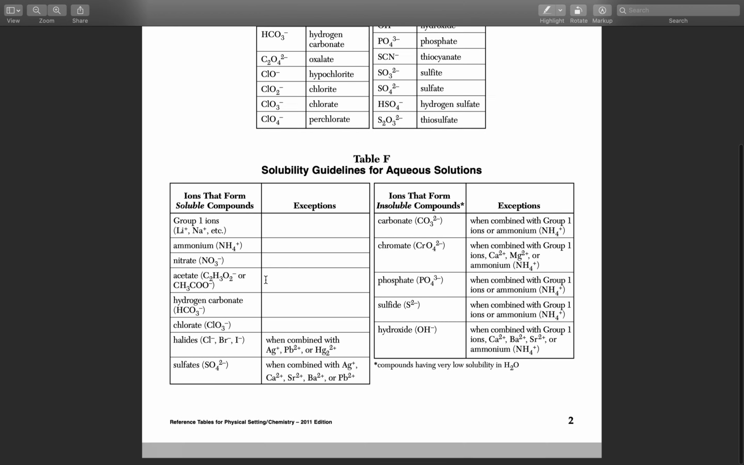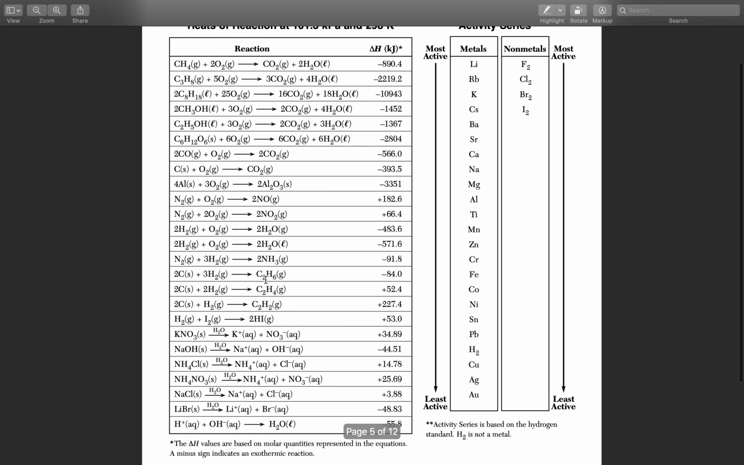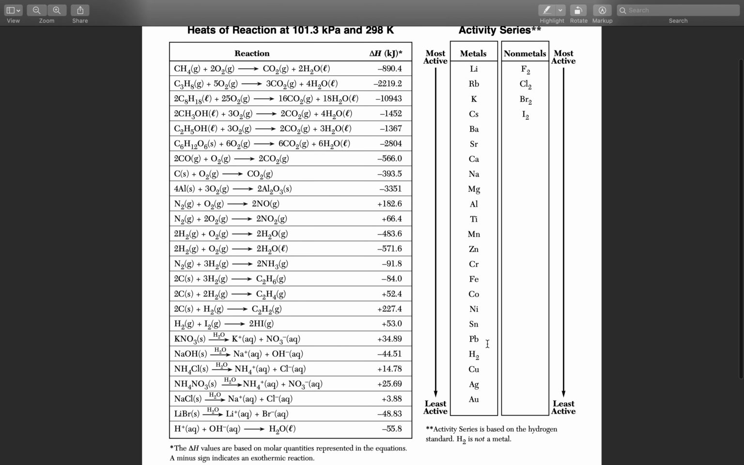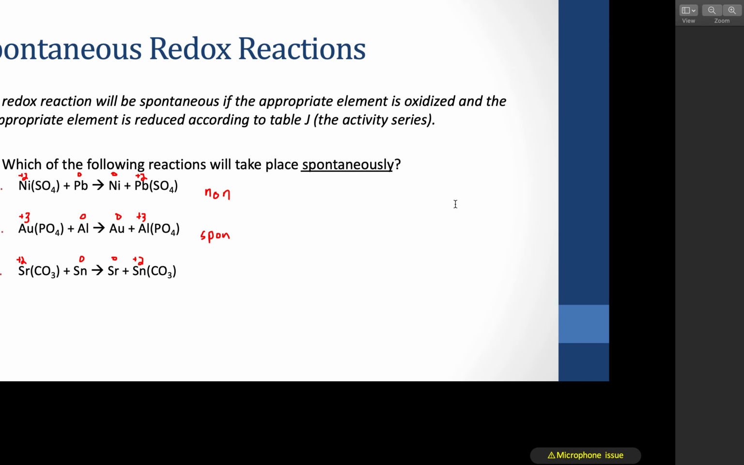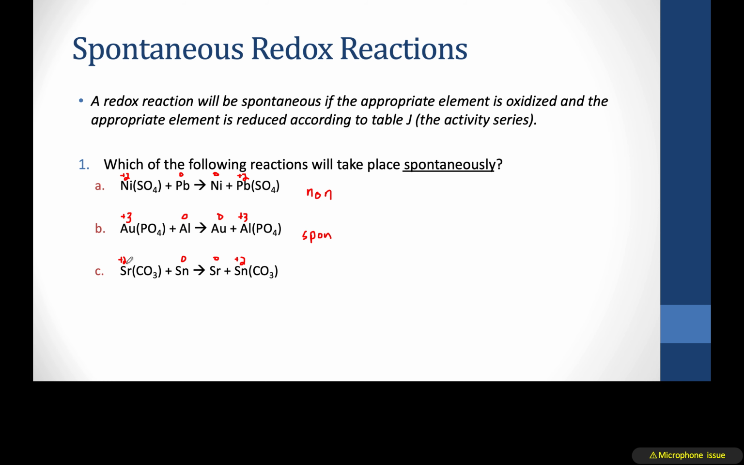Let's see if that's how it's supposed to be. Strontium gets reduced, tin gets oxidized. So tin is way down here, strontium's way up there. So strontium should be the one that gets oxidized. Strontium got reduced, so this is non-spontaneous. Okay, it doesn't match up.